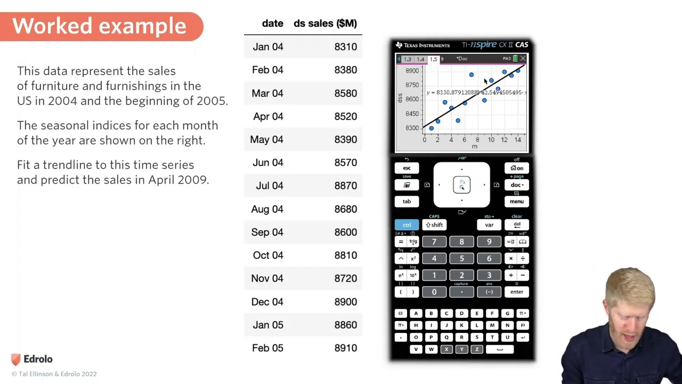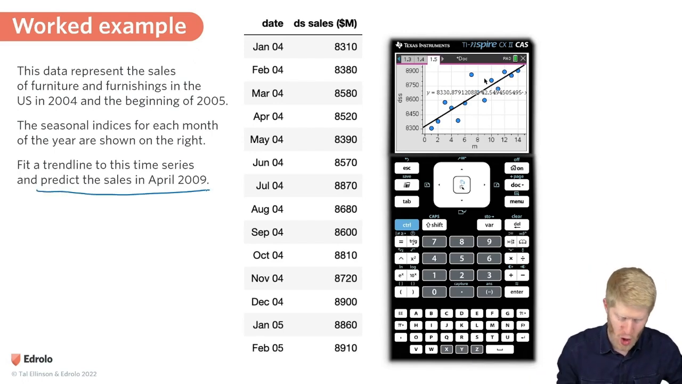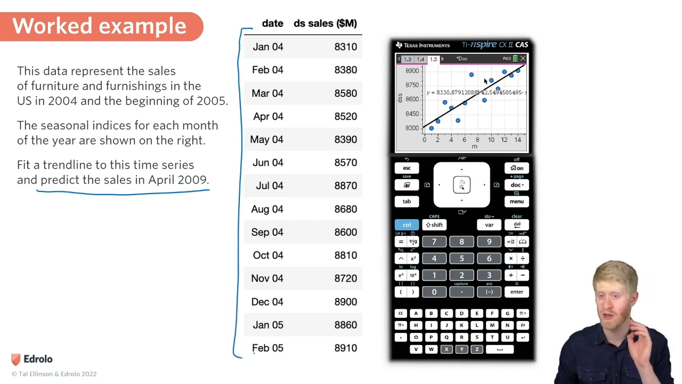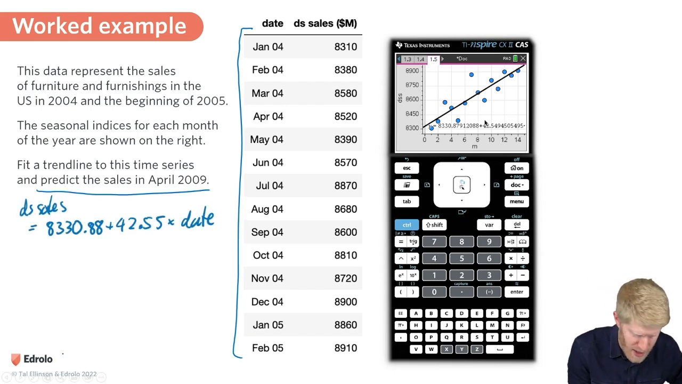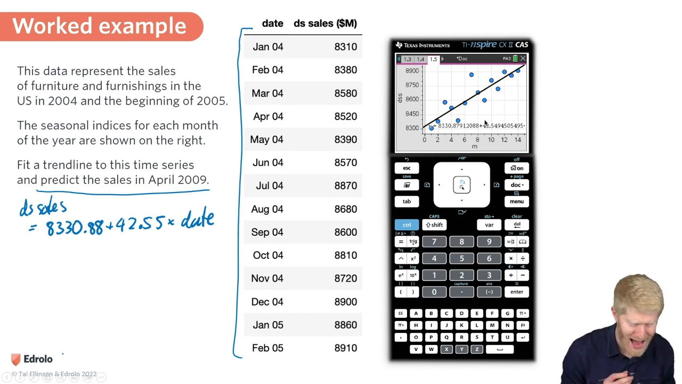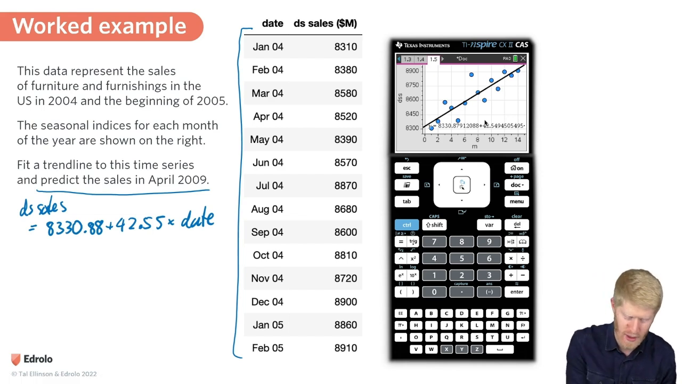All right, we want to make a prediction about the sales in April of 2009. We have our original deseasonalized data, which we fit a regression line through. Let's write that down. It was the deseasonalized sales equals 8330 plus a certain coefficient times the date. Okay, we're asked to predict for April 2009. We have to ask ourselves, when is it?